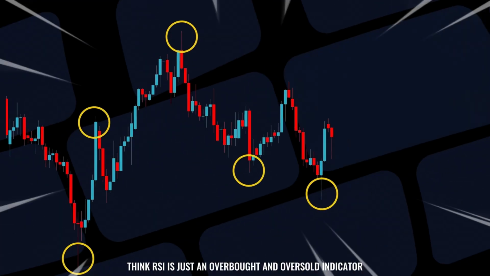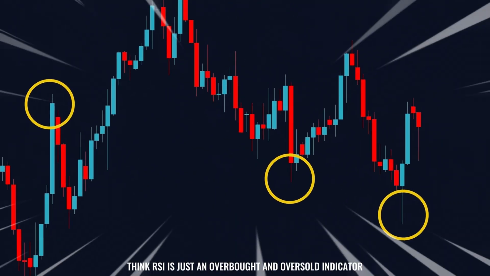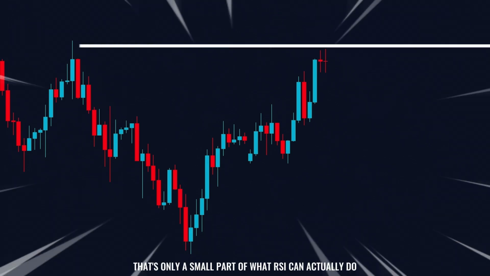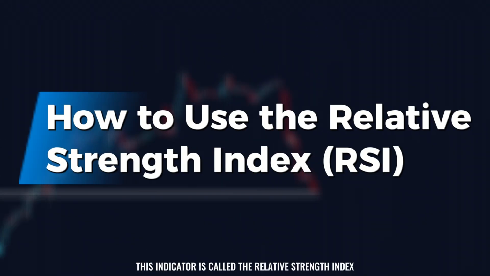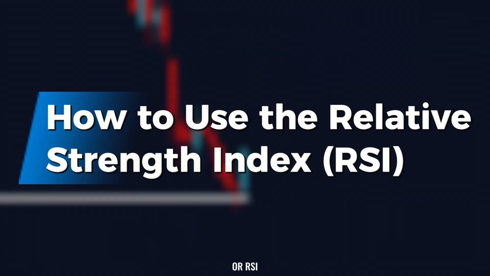Most traders think RSI is just an overbought and oversold indicator. In reality, that's only a small part of what RSI can actually do. This indicator is called the Relative Strength Index, or RSI.